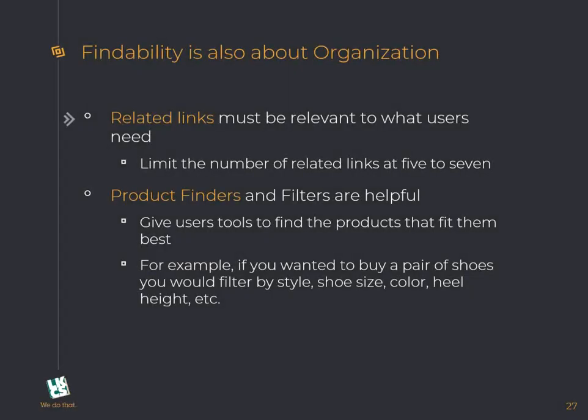But findability is also about organization. It's about organizing your content, organizing your pages, and different things like that. So when we look at content on pages, you want to make sure that related links that you're showing on your pages are relevant to what users need. And you want to limit the number of related links to 5 to 7 at most. But you also want to look at potentially integrating product finders or filters into your content pages. And I'll show you what I mean by that. But you want to give users tools to find the products that fit them the best.